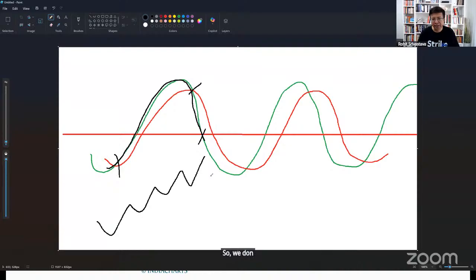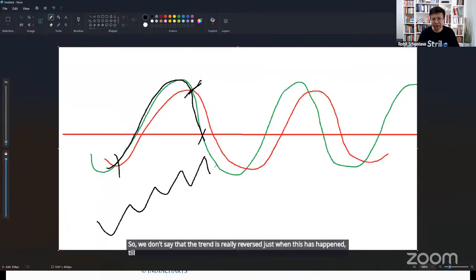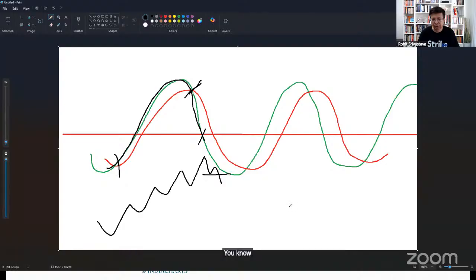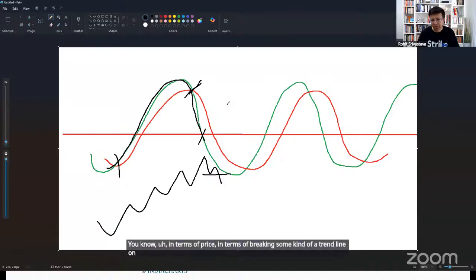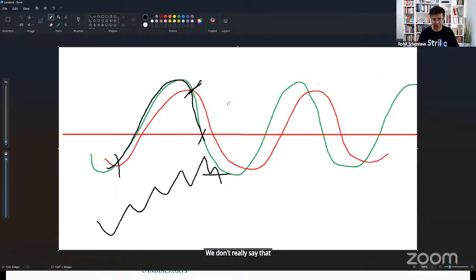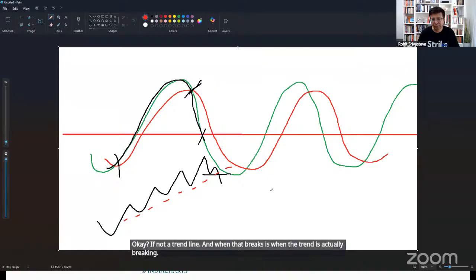So we don't say that the trend has really reversed just when this has happened, till we actually get a trend reversal in terms of price, in terms of breaking some kind of a trend line on average. We don't really say that the trend has changed. Okay, so it's only when you break something. So let's, for simplicity's sake, say that you have a 20-day moving average, if not a trend line. And when that breaks is when the trend is actually breaking.